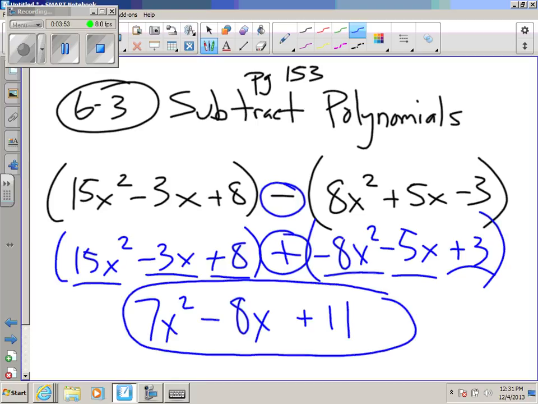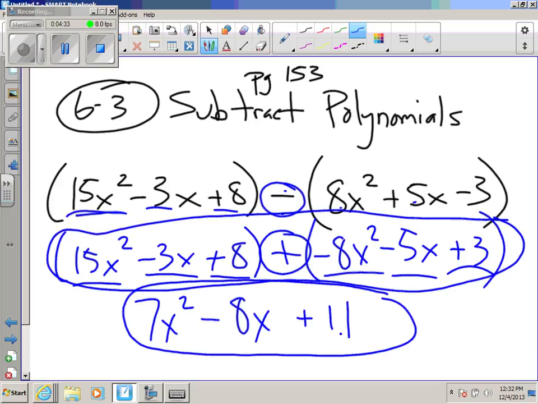If you keep it the way it is, look at the first one. 15 minus 8 is what? 7. Negative 3 minus 5, negative 8, which is what we have. An 8 minus a negative 3, when you subtract a negative, it really means adding, so 8 plus 3 is 11. It works out either way. But it's much easier in the long run to use the additive inverse.